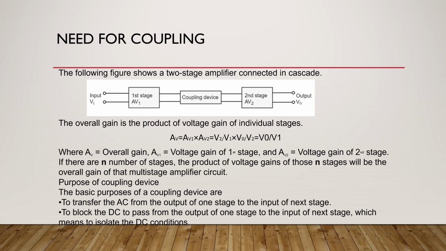If the DC is not blocked from one stage to the other stage, the overall output will not be proper and distortions may occur. To avoid this problem, the coupling element will block the DC from one stage to the other stage. That is the need of coupling elements.